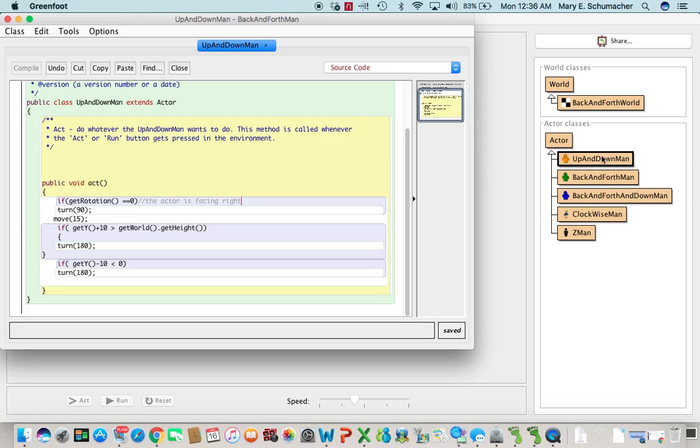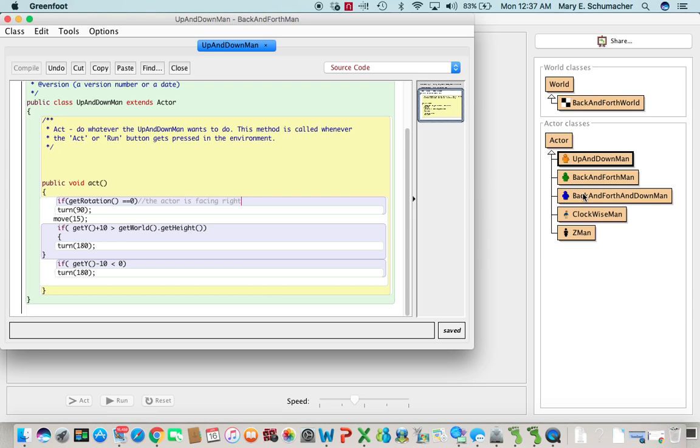What we don't have is up and down man that moves to the side, moves right, moves back and forth as well. So I'm not going to take care of that just yet. I'm going to leave that for down the road.